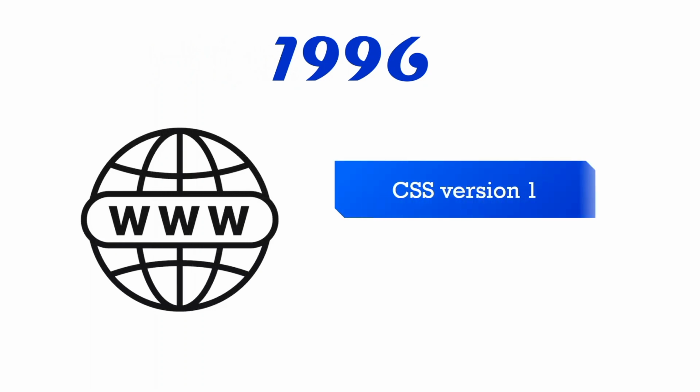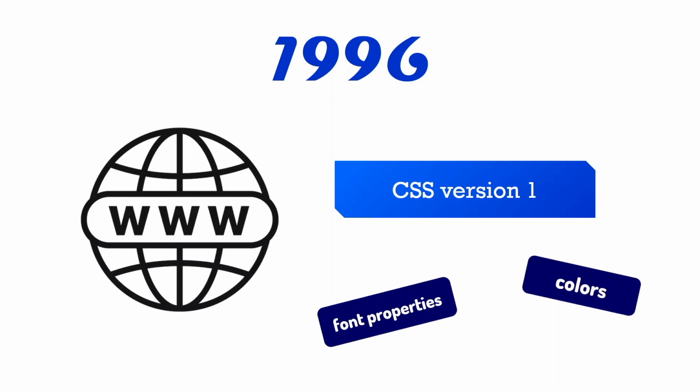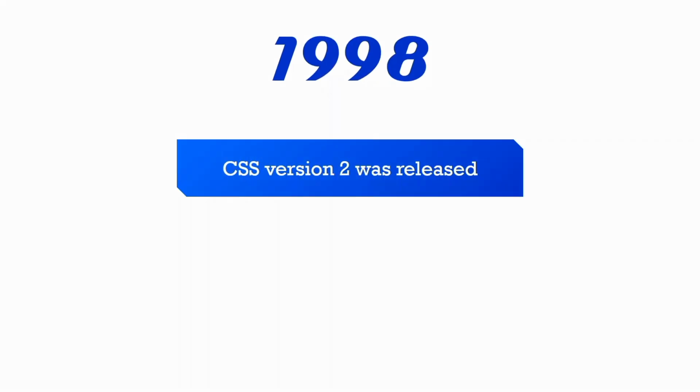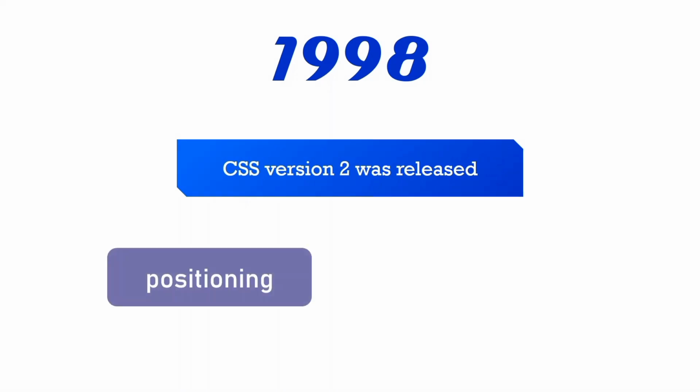In 1996, the World Wide Web Consortium released the first official CSS specification, CSS1, which included basic styling features such as font properties and colors. In 1998, CSS Level 2 was released, which added more advanced features such as positioning and layout controls.